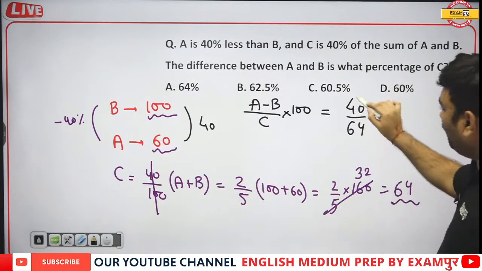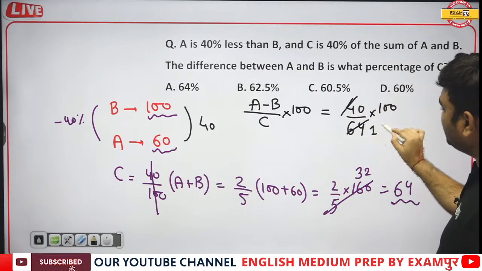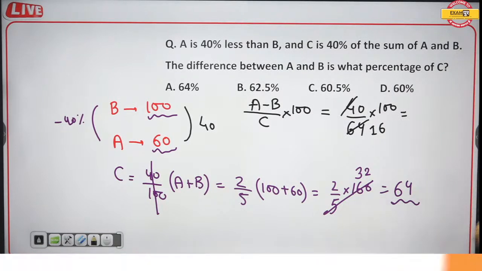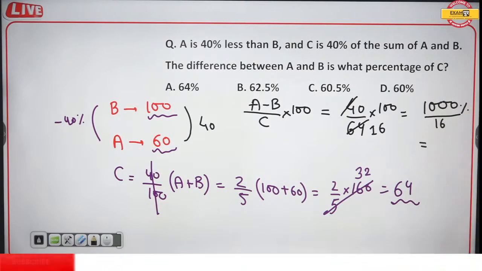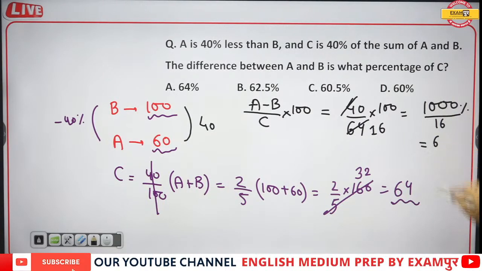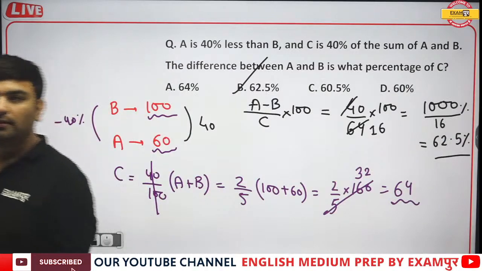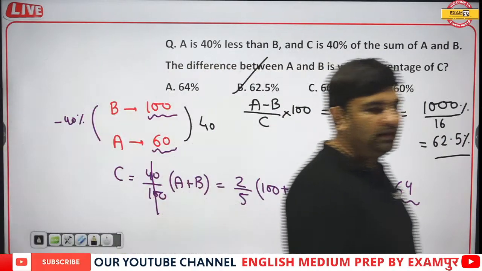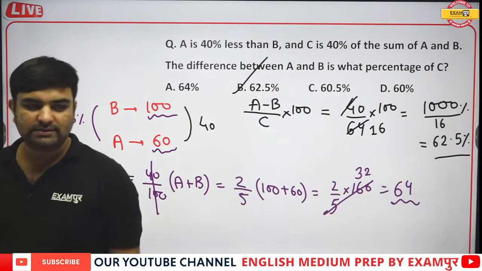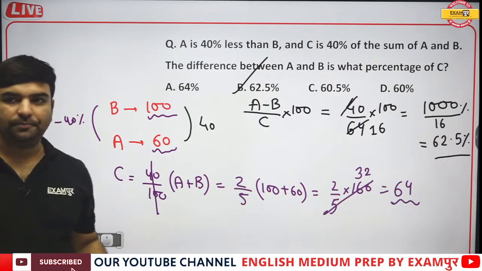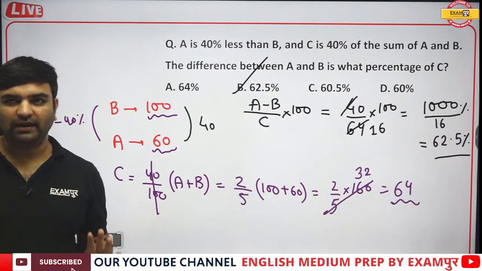If you know the table of 4, 4 1 ja 4, 4 6 ja 24. It's 1000 by 16 percentage. 16 6 ja 96. 16 2 ja 32. 16 5 ja 80. Any doubts, guys? If there are any, please do let me know. I am still on the question, not leaving the question alone.